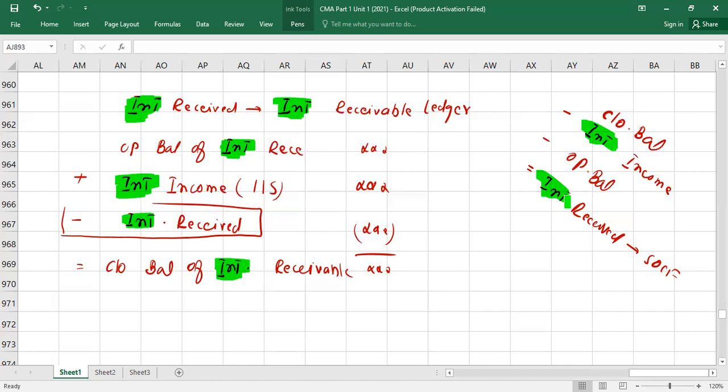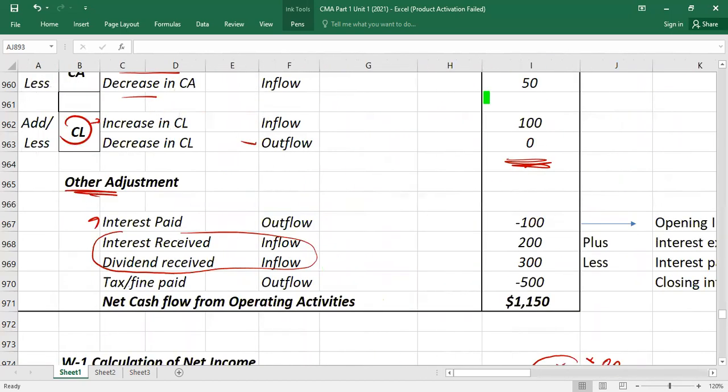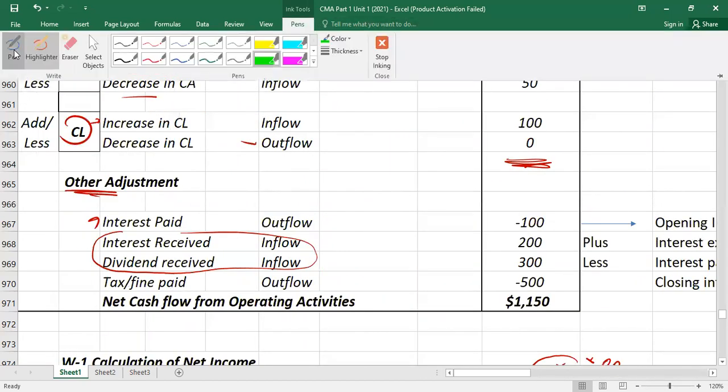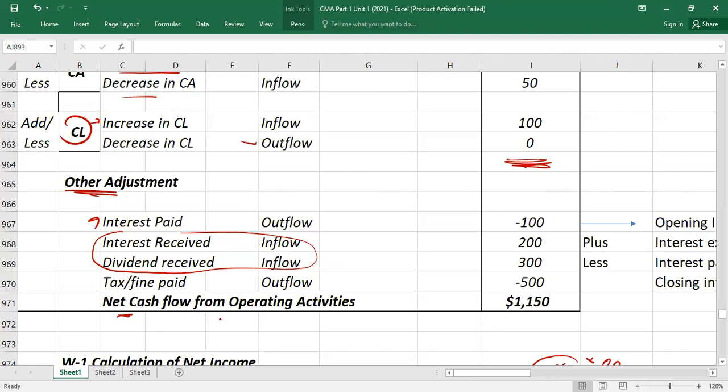Correct? So once you do all these adjustments, finally we will reach this value, net cash flow from which activities? Operating activities. Understood? If this final answer is negative, we will use the words net cash flow used in operating activities. If it is positive, from operating activities. Okay?